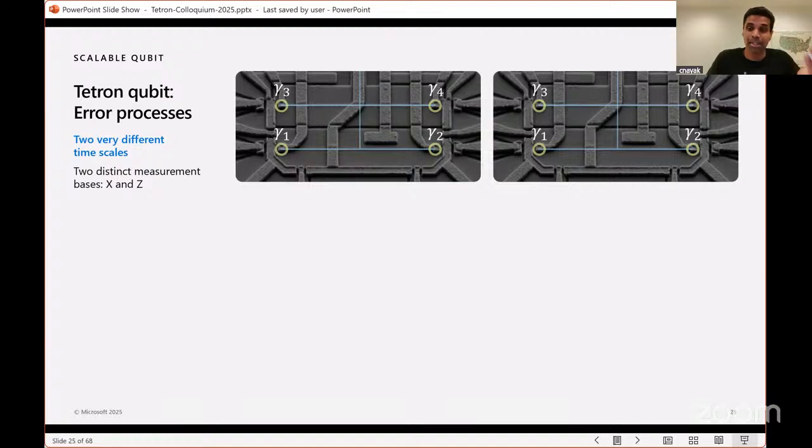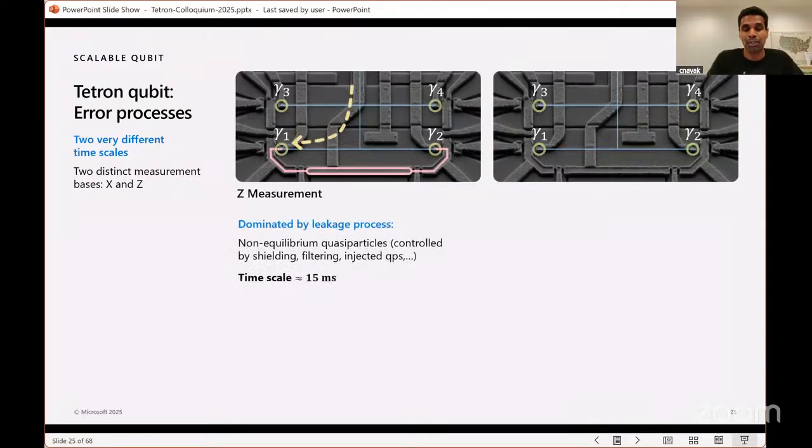Well, one way to think about these two very different time scales is we have two very distinct measurement bases, X and Z measurements. And the Z measurement is actually dominated by leakage processes. So a quasiparticle is excited, maybe from ground, a single unpaired quasiparticle. We think that that's due primarily to infrared radiation that leaks into our system. We control that and suppress it as best we can by shielding and filtering. We actually can make it worse by injecting quasiparticles intentionally, and we've checked that. So we think that's a dominant process.